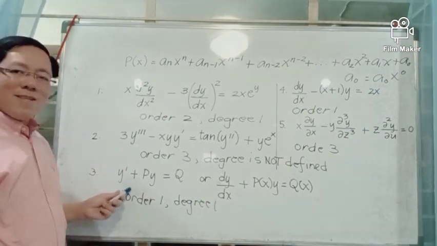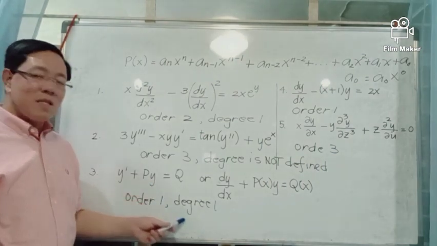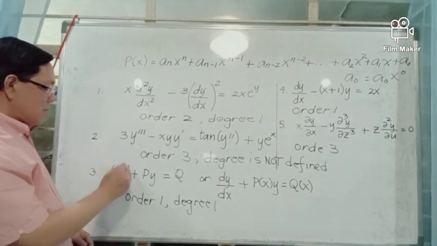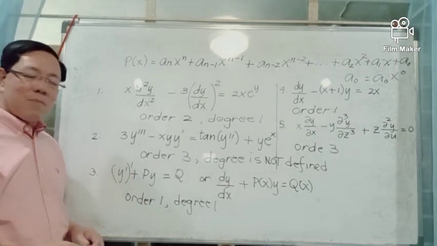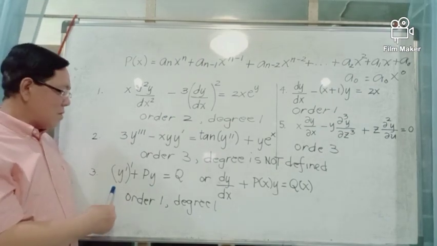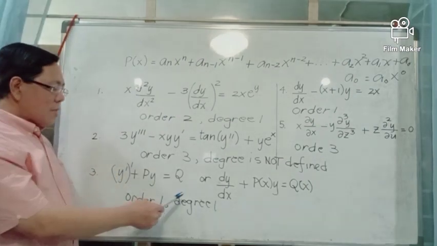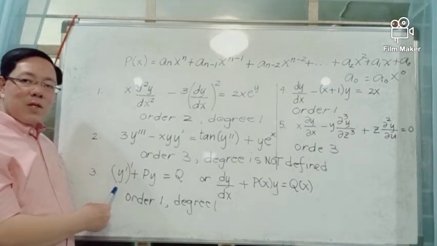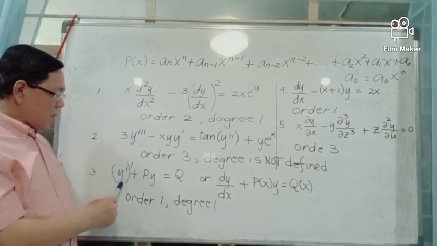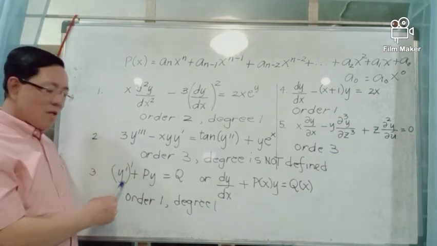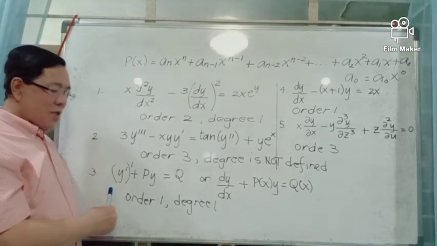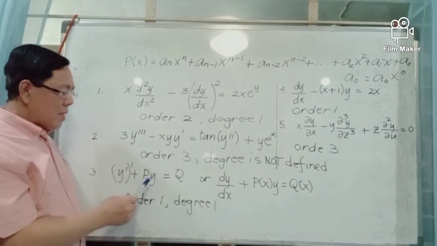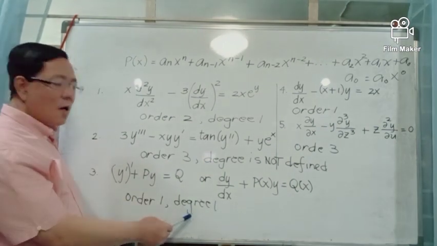Again, this linear differential equation in y has degree 1 because the exponent or the power of the highest derivative in the linear differential equation is 1. The highest derivative in a linear differential equation has order 1, and the exponent of the highest derivative is 1. Therefore, this is an ordinary first order linear differential equation of degree 1.